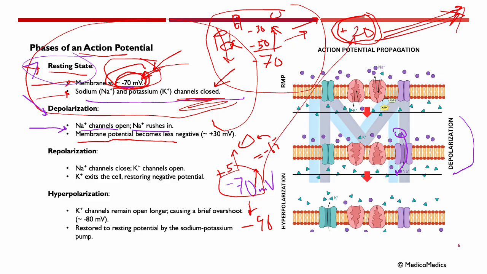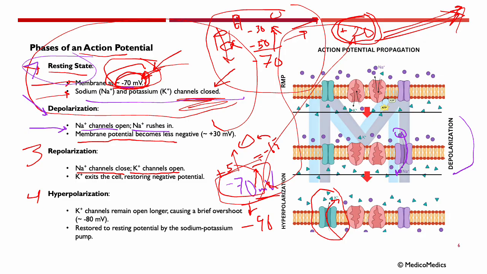Now what happens? Now we go into the process of repolarization. So we want to sort of get back here, ready for another firing. So what happens is that sodium channels now close and potassium channels open. This makes potassium able to leave the cell, as seen here. And this will help us in restoring the negative potential again.